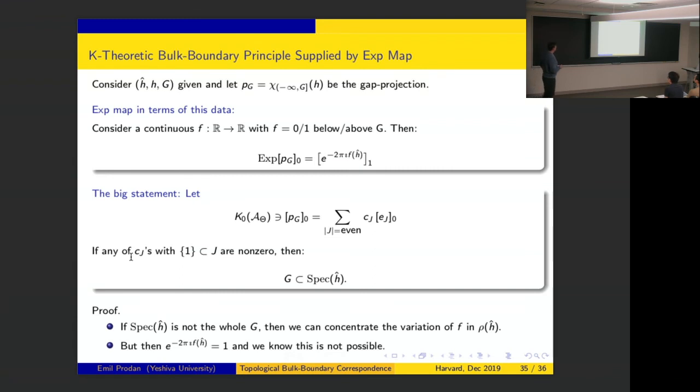As a result, I can make this statement. So, if I have a gap projection and I am able to calculate its decomposition in the generators, then if any of these, say, C_J's, which contains the index number 1, are non-zero, then the spectral gap is fully contained in the spectrum of the half-space Hamiltonian. So in other words, the spectrum of this one covers entirely the bulk gap. So that's the spectral statement, and it is entirely made with the use of K-theory.